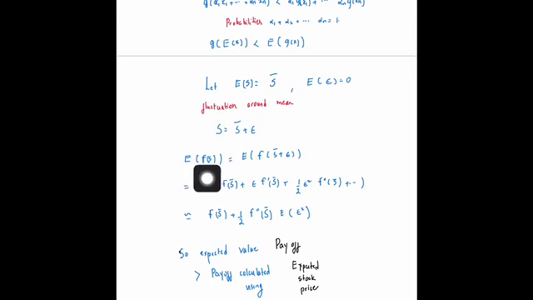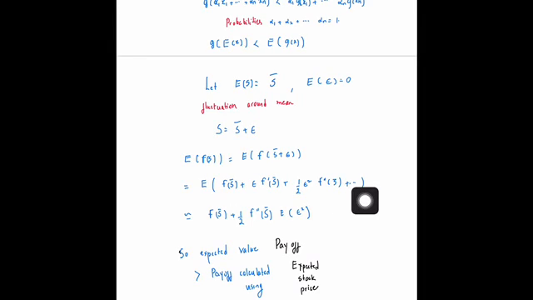Then the expected value of the payoff function is equal to the expected value of f of s bar plus epsilon. You Taylor expand this. This is just f evaluated at s bar, plus epsilon times f prime of s bar, plus 1 half epsilon squared times f double prime of s bar, plus dot dot dot.